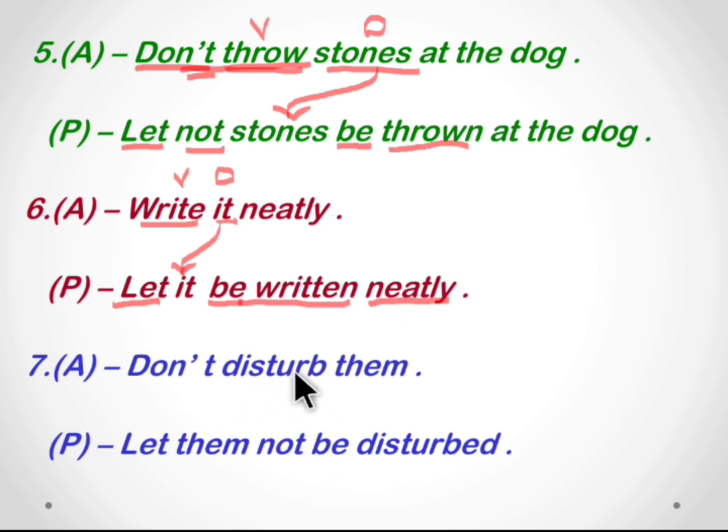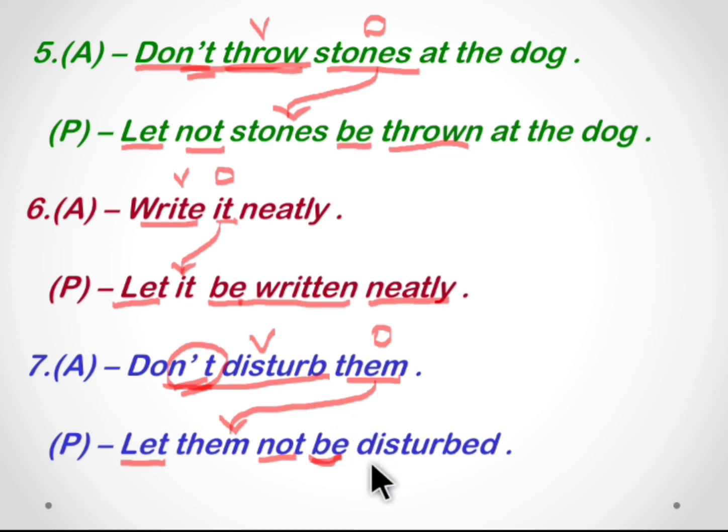Next, don't disturb them. So don't disturb, this is the verb. That is a negative sense again. Whom not to disturb? Them. So this is the object. Begin the passive voice with let. So then bring the object which will become the subject of the passive voice. And here we have a negative sense, so bring the negative sense here. Let them not. Then comes the be verb. The past participle of the verb disturb is disturbed. So the passive voice is let them not be disturbed.